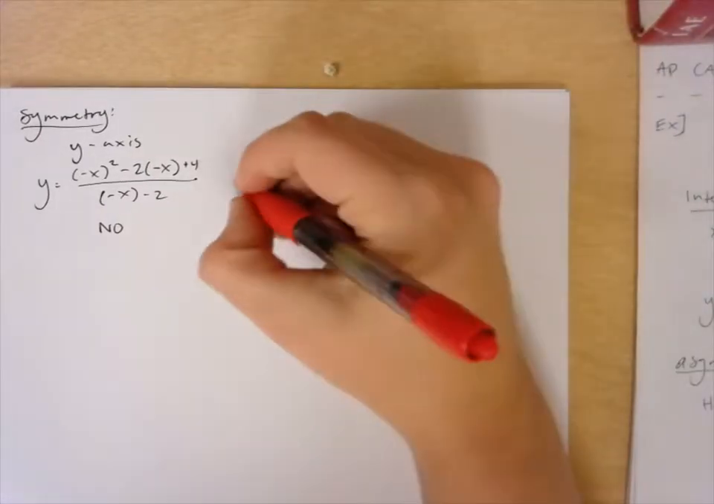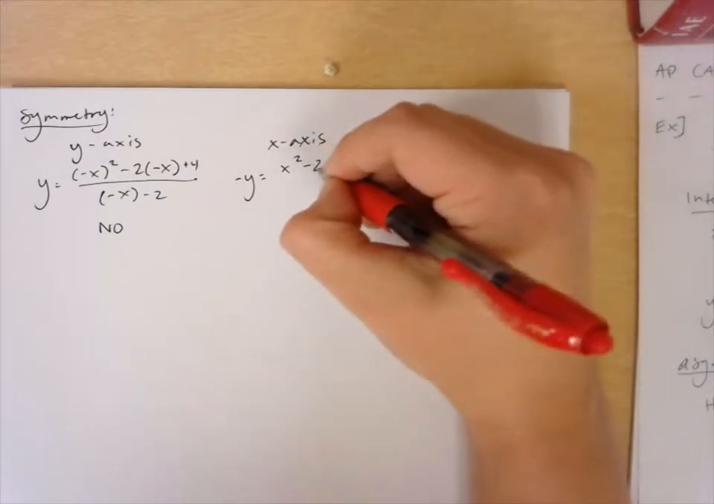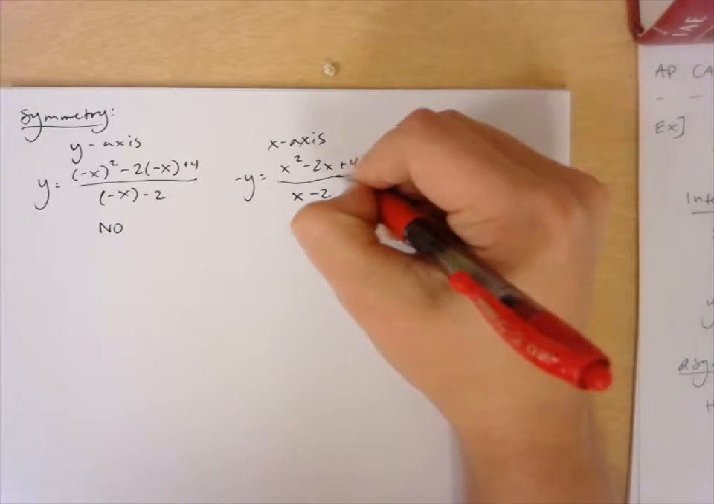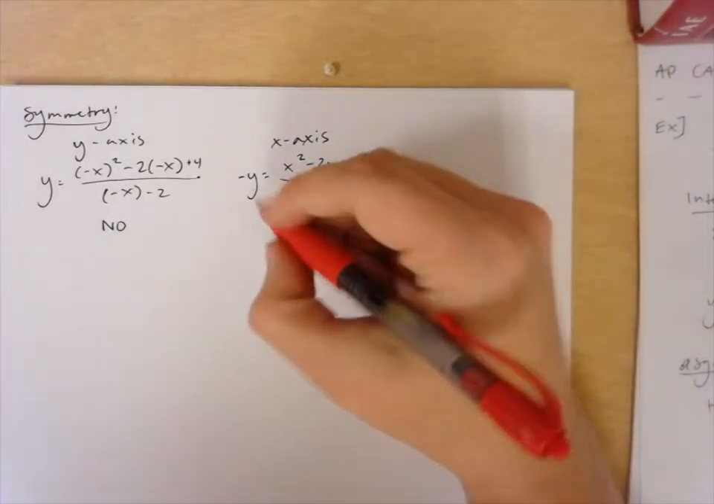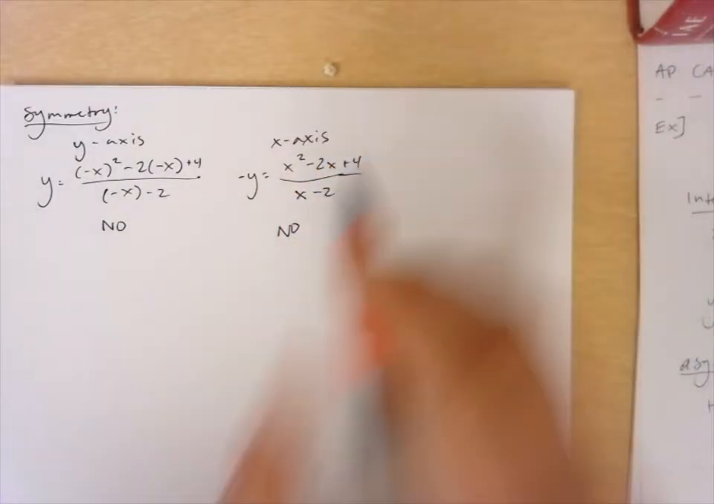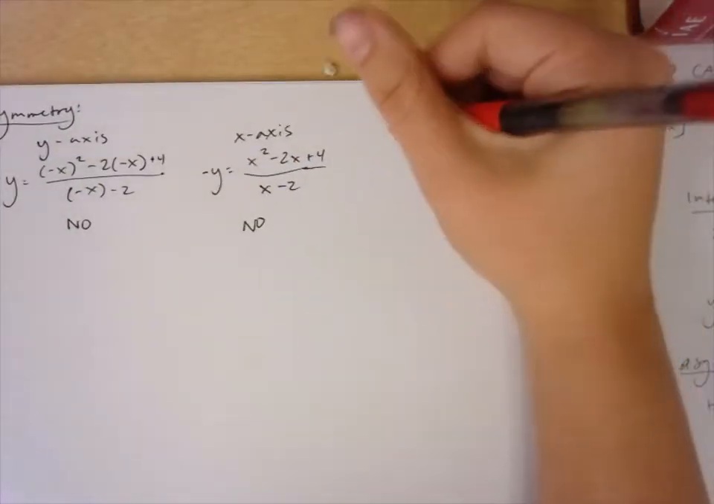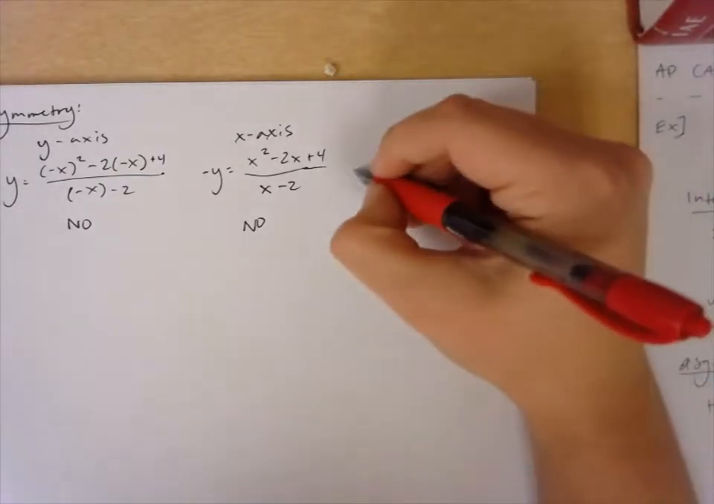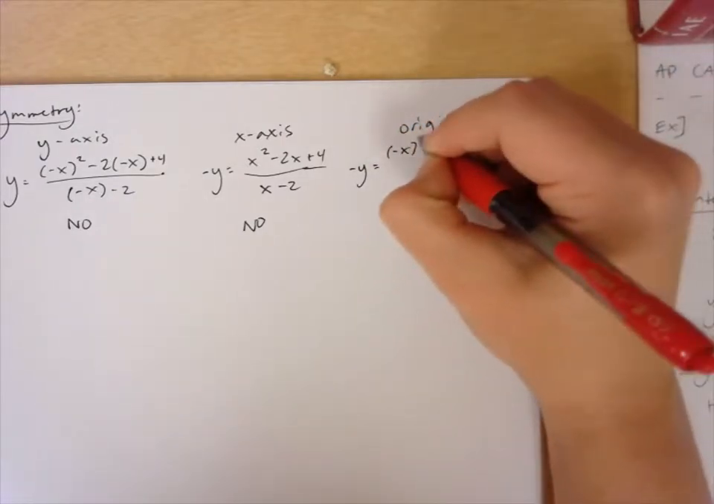X-axis symmetry, well, we just make the y negative this time, and we keep everything else the same. And it looks like that again is not an equivalent equation. Not much more I can say there. Origin, make the y negative and also make the x's negative at the same time.